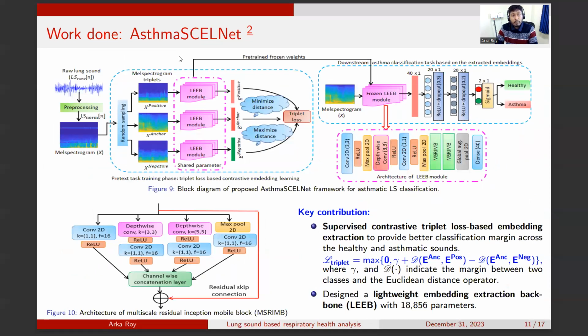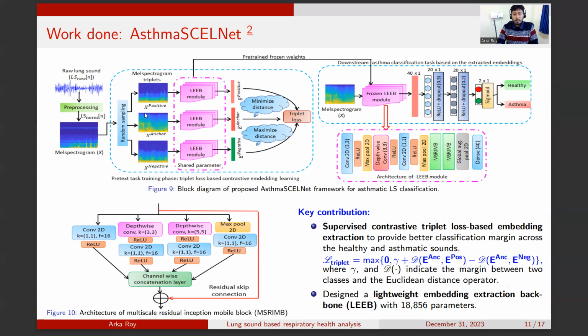So this is our second work, Asthma CLNet, which stands for asthma classification using supervised contrastive embedding learning network. Here we have done the pre-processing followed by Mel spectrogram extraction. After that, we have segregated the whole data set into three different classes.